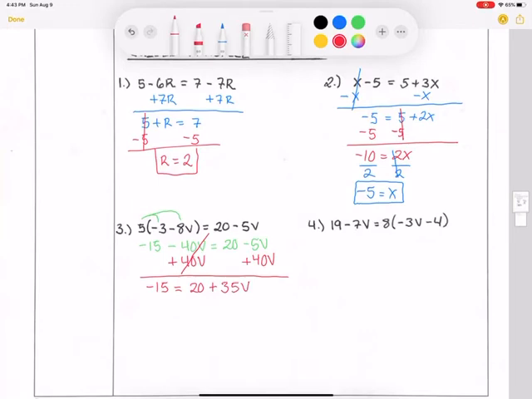So now I need to work on getting v by itself. I'm going to move the 20 and then the 35. To move 20 over, I'm going to subtract 20 from both sides. The 20s are going to cancel. And on the left side, I will have negative 35 equals positive 35v. To get v by itself, I'm going to divide both sides by 35. Negative 35 divided by positive 35 is going to be negative 1, and that's going to equal v.